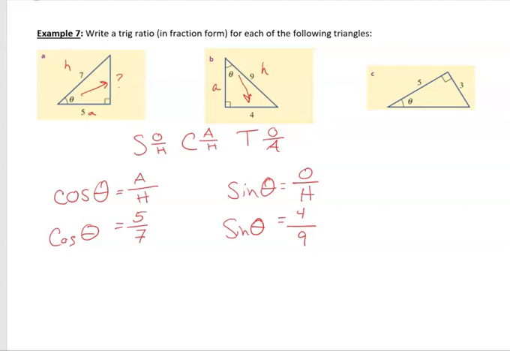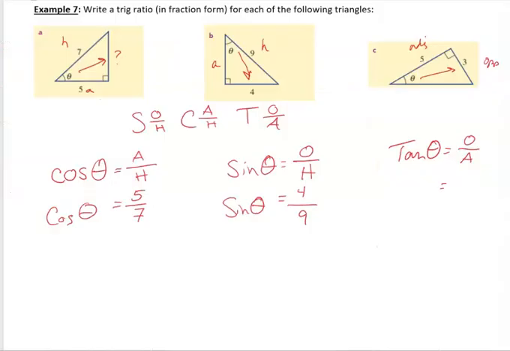If I was told to give it in decimal form, I could turn that into, or your calculator would turn it into, a decimal. But it's the same thing. And for this one, I think you can see where we're going. We don't have a hypotenuse, but we do have an opposite side, and we have an adjacent side. So that's going to tell me I'm looking for the tangent, or tan theta. That equals opposite side over adjacent side.